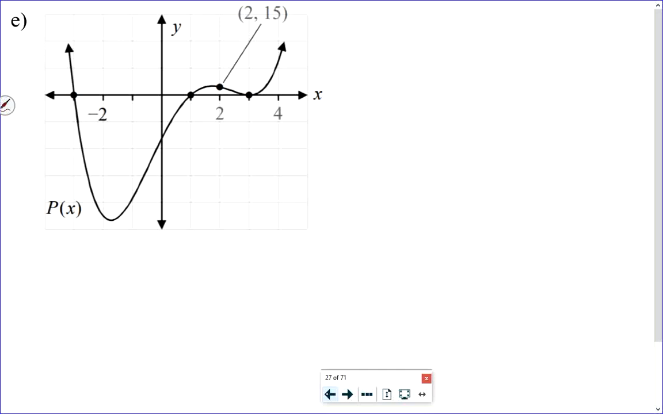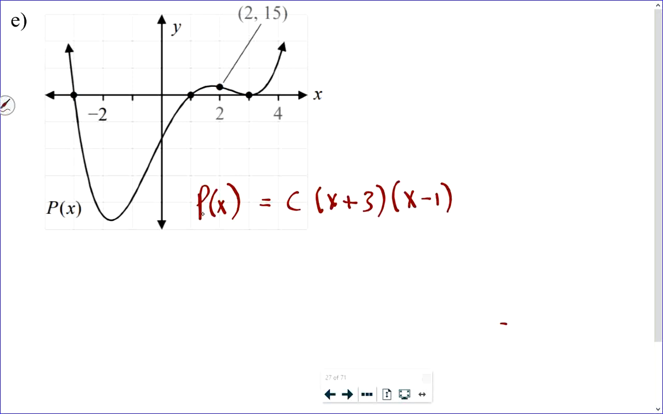So we build our function. I'll go to p of x this time. P of x is equal to some constant. I'm going to use c this time, just illustrating that the letter you use doesn't matter. And what do I have? I have an x plus 3. I have an x minus 1. And I have an x minus 3 quantity squared.